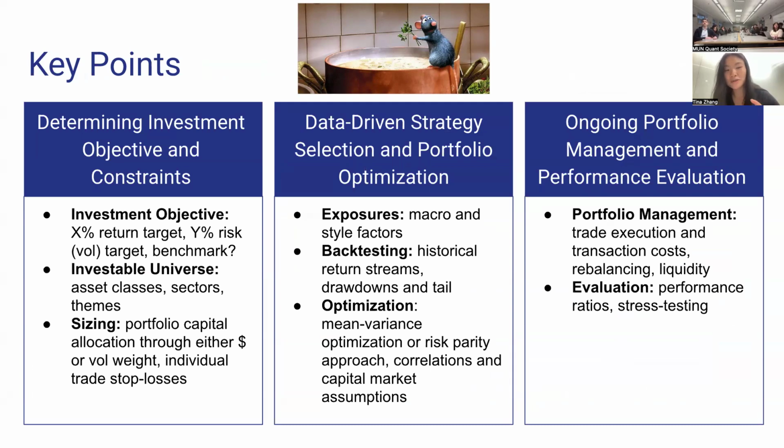The three big things would be first, you have to figure out what your investment objective is and if you're working with any constraints. So your return target, your risk target, or what we call volatility, if you're tracking against any benchmarks. And then of course you have to consider your investable universe. So what asset classes are you investing in? What sectors? What themes are you trying to follow?